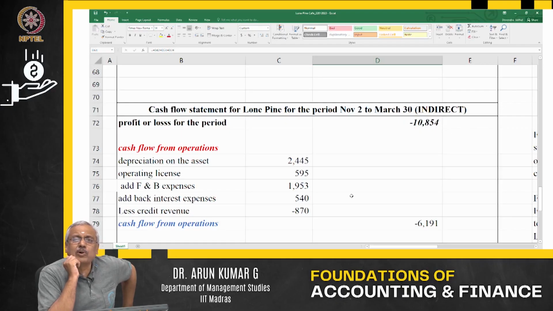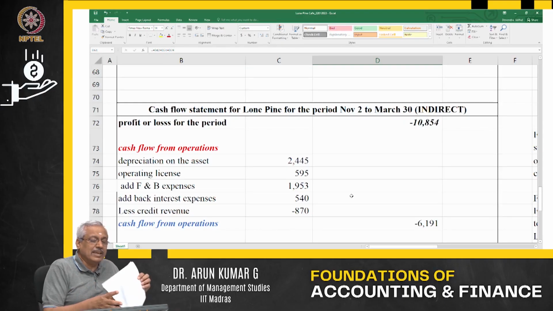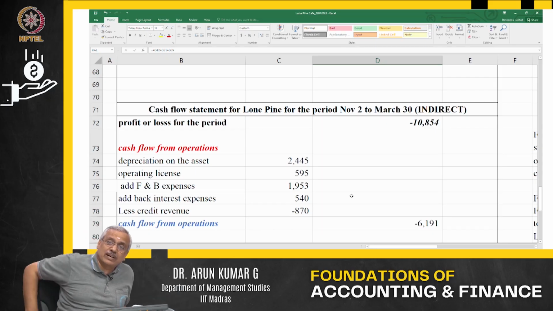We will take one or two more examples. I have taken two more exercises from the textbook that I have prescribed, chapter 11, 11.4 and 11.5. I am taking two more examples and we are working on that. One is a direct method and one is an indirect method. Let us start with the direct and then go to the indirect method.